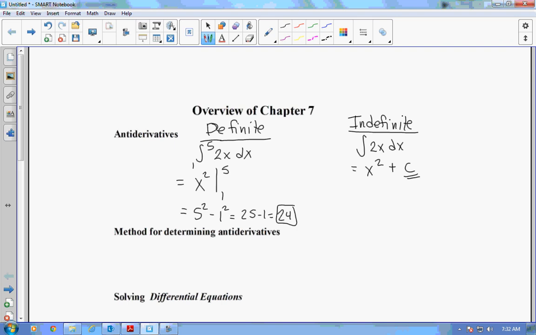Because x squared plus 5's derivative is 2x, right? X squared plus 7's derivative is 2x. X squared plus a million's derivative is 2x. There's some constant that could be hiding there. And if you don't put that plus c on an indefinite integral, it's a big problem. They will knock your points if you're missing the plus c. So on all indefinite integrals, you have to put a plus c.